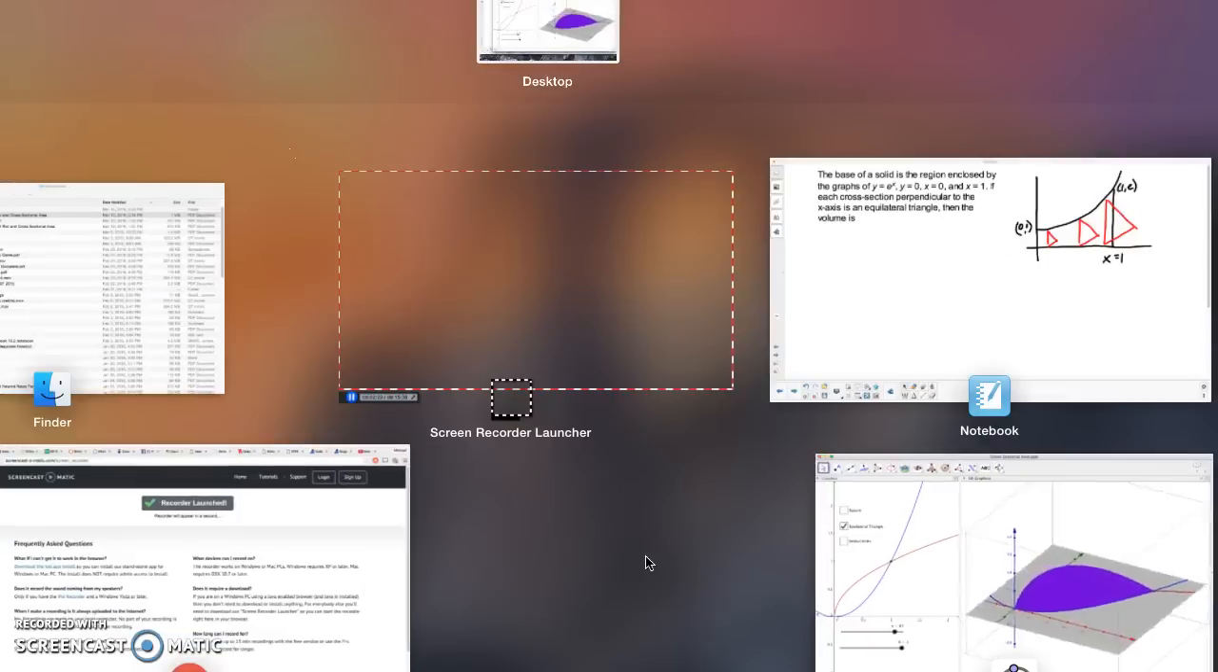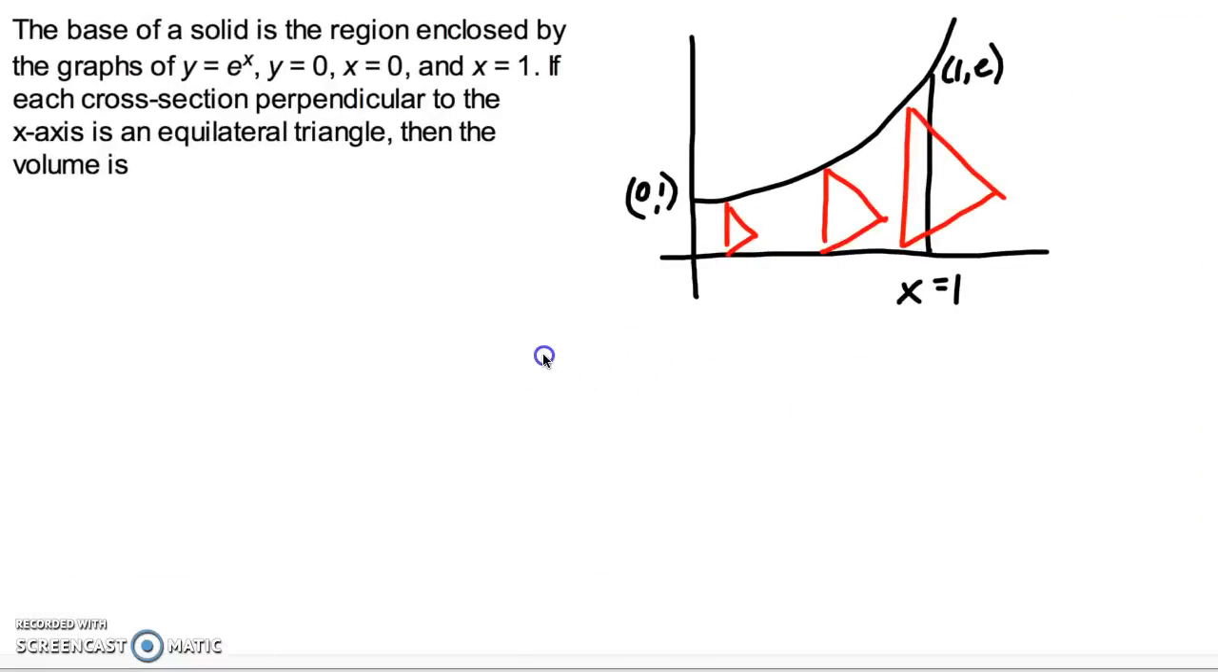So if we jump back over here now, let's figure out how to compute the area of this. Now for this, we're going to need to know the area of an equilateral triangle. Well, let's start with this. Each one of those red lines, right, is the cross section. So that's that piece there. And then I have the equilateral triangle kind of built up on top of it.